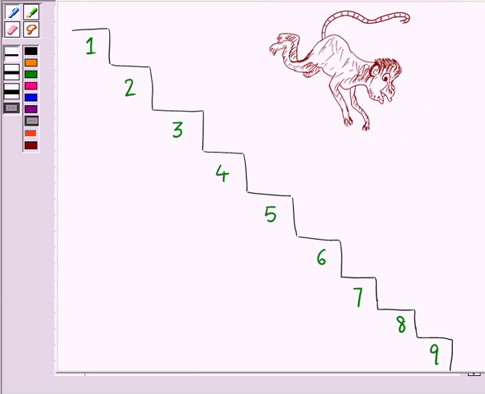Now let us first see the diagram. Here we have nine steps and the current position of the monkey is this. Monkey is sitting at the first step and he has to reach the ninth step. Now, first he jumps three steps down. So from one, when he jumps three steps down, he will reach the fourth step. Now again, he jumps back two steps up. So from four, when he jumps back two steps, that is four minus two, he reaches the second step.